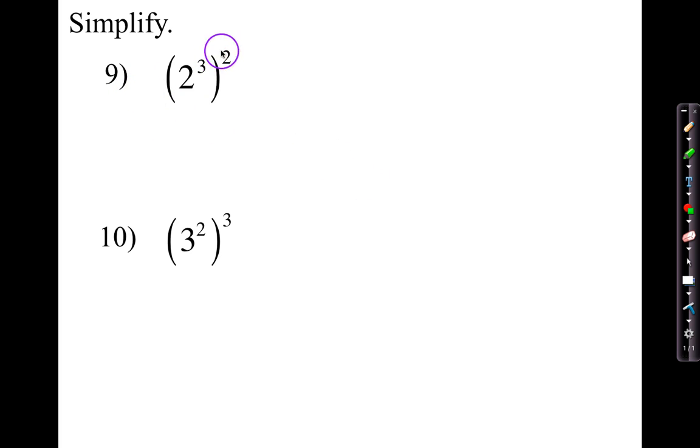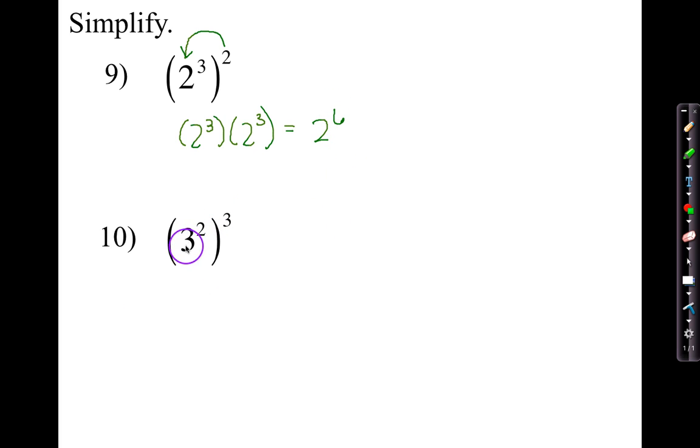Here, for number 9, we have 2 cubed squared. So what's being squared? 2 cubed. So I'm going to write 2 cubed, written once, written twice. And here we're going to pretend we wrote it 3 times for this one, 3 times for this one. So how many did we have all together? We would have 6. So this is going to be written as 2 to the 6th power.